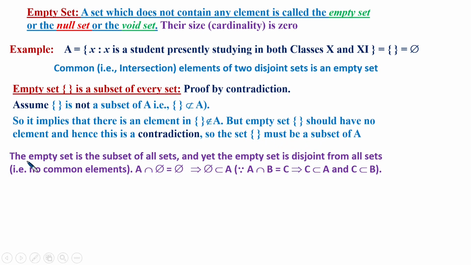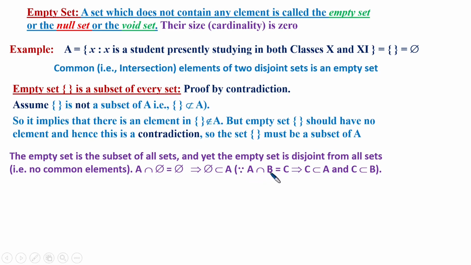So it is interesting to note that the empty set is a subset of all sets, which we have shown here, and yet the empty set is disjoint from all sets, that is, there is no common element, that is, A intersection phi equals phi. This sign is the symbol of intersection. Here it says that for elements in A and elements in the empty set, there is no common element, because this is an empty set. So it is an empty set again. This symbol denotes because or since.